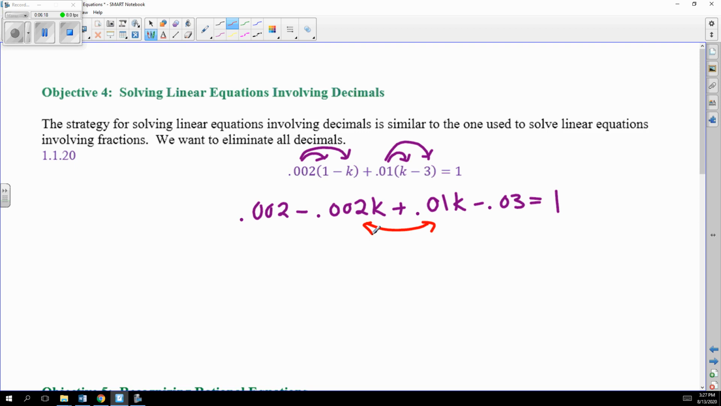So I've got negative 0.002 plus 0.01, and that's going to make this 0.008k. If you think I've made a mistake here, please make sure you catch me. And then the other, I'm sorry, that's a positive 0.008k.